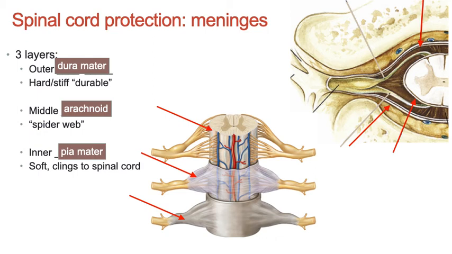Finally, we have the innermost layer, and this is the pia mater. It is the meningeal envelope, and it firmly adheres to the surface of the spinal cord. And it's basically, you can peel everything else away, but it would be very hard to remove this particular meninge.